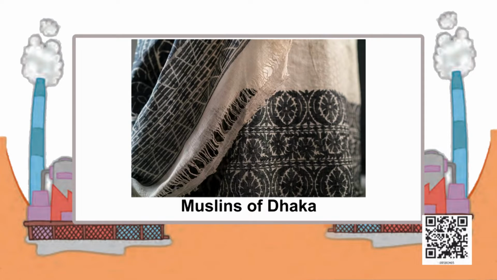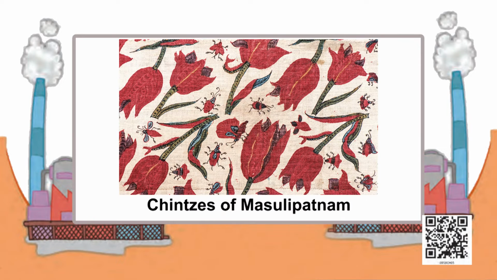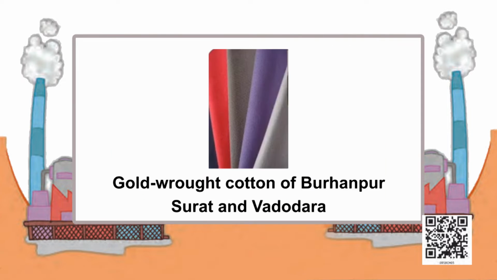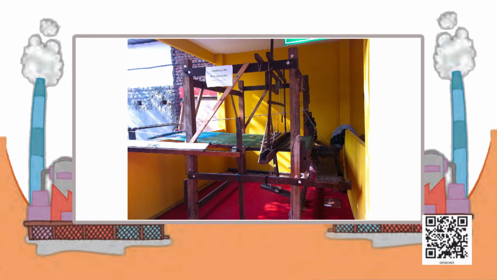You have studied about the rules and regulations for spinning yarn mentioned in the Arthashastra in grade 6. Great empires such as the Guptas, the Delhi Sultanate, and the Mughals exported Indian cotton textiles all over the world. Different parts of the country had their own styles of weaving cotton into cloth, such as the muslins of Dhaka, chins of Masulipatnam, calicoes of Calicut, and the gold-wrought cotton from Burhanpur, Surat, and Vadodara, which were famous worldwide since then. All these designs were woven by hand by weavers.